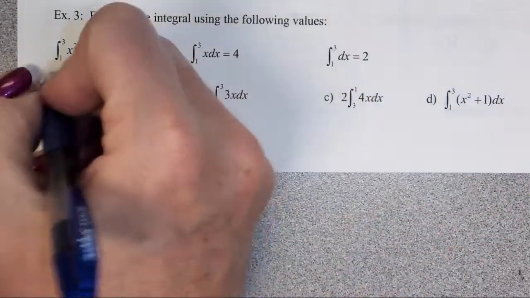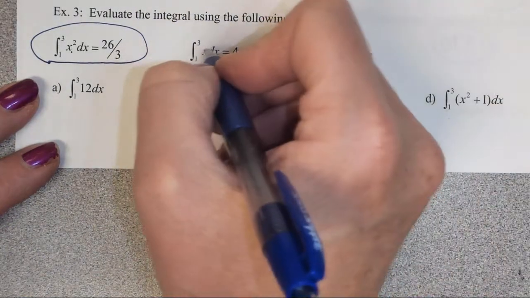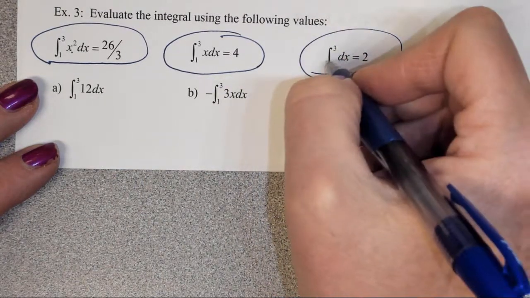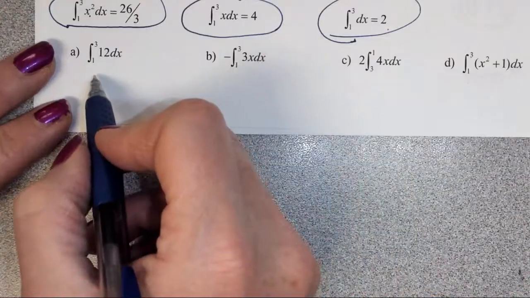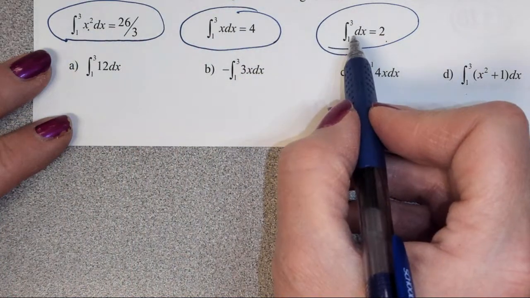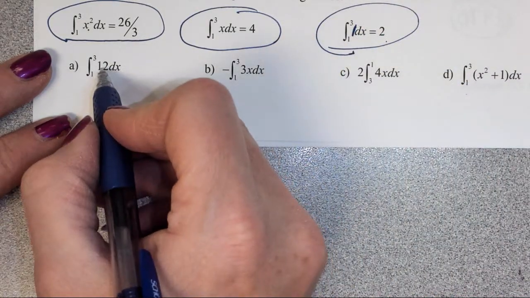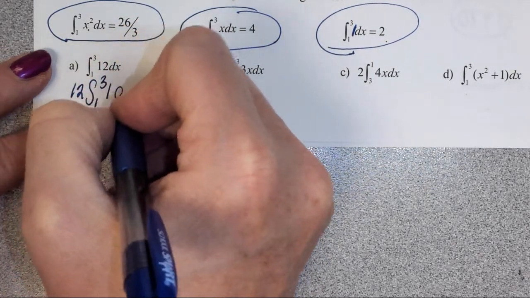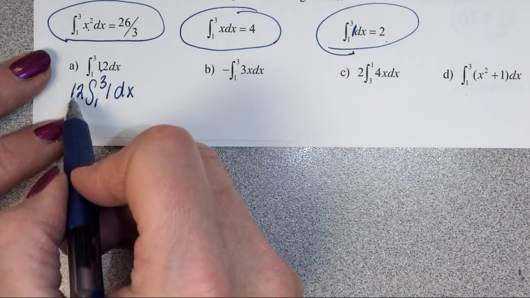So this is what we're given. We're given that the integral from 1 to 3 of x squared is 26/3. The integral from 1 to 3 of x is 4. The integral from 1 to 3 of just dx is 2. We're supposed to do this problem. Well, there's a 12 here. I don't have anything where my function is 12, but I have something where my function is just a 1. So what I can do with this coefficient is pull it out in front. Whenever I have a constant, I can just pull it out in the front.